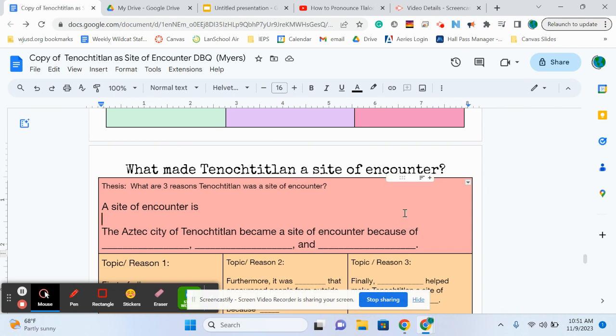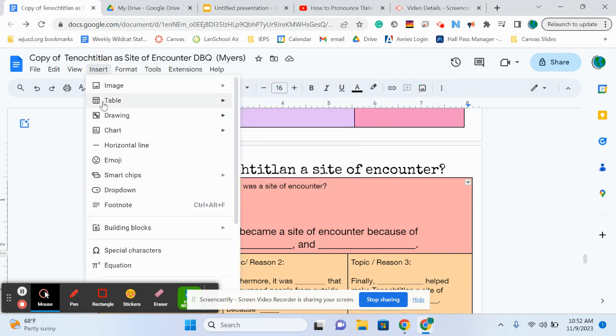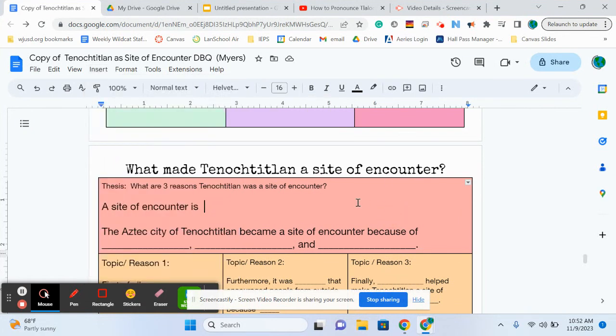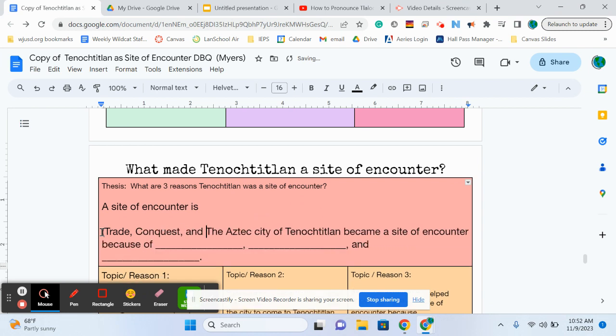Now, in our packet, we talked about three different ways that Tenochtitlan became a site of encounter. So our three different ways that it became a site of encounter, we're just going to type it right here, are through trade, through conquest, and religion.